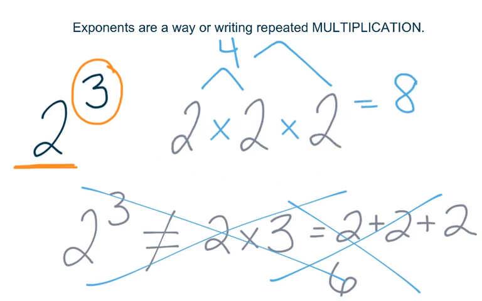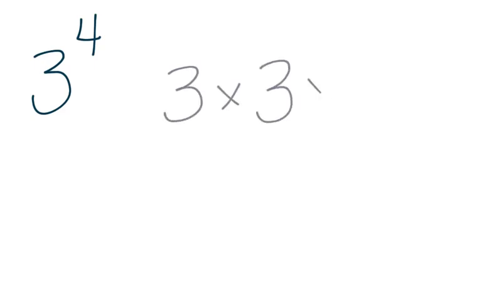Okay, let's look at number 3. Number 3 says 3 to the power of 4. So you have your 3's being multiplied together 4 times. And it says do not solve, you do not have to multiply this. All I want to see is that you understand expanded form. Okay?